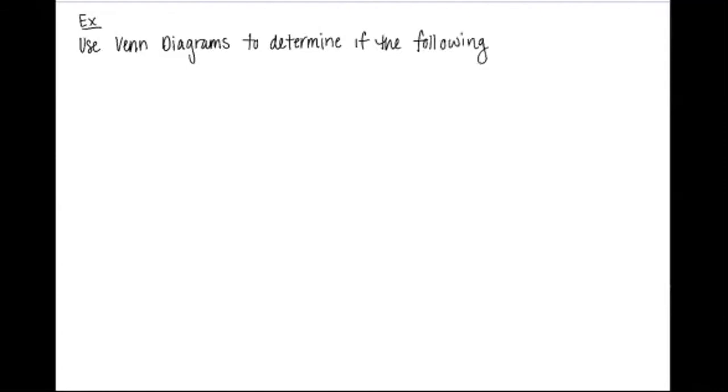All right. So now what happens though if we don't know what's actually inside of each of these regions? And I try to perform a bunch of different set operations. What we're going to do is we're going to use Venn diagrams to determine if the following sets are equal for all sets A, B, and C.